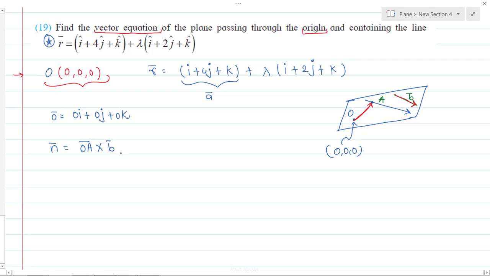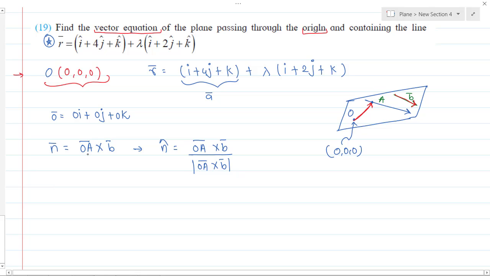And what is the direction ratio? So n cap will be equal to what? It is OA bar cross B bar divided by the mod of OA bar cross B bar. So you will get the direction ratio of this normal vector. I hope you are getting this. Now let's solve the equation.